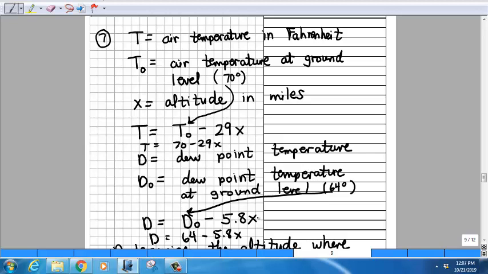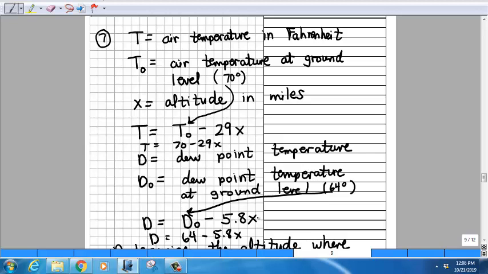What's the slope for the air temperature? How fast is the air temperature dropping? 29. So that tells you what? As x increases by 1, what's happening to the temperature? It goes down by how much? 29, okay, it goes down by 29. So you go up a mile in the atmosphere above where we are, the air temperature will have dropped by 29 degrees.